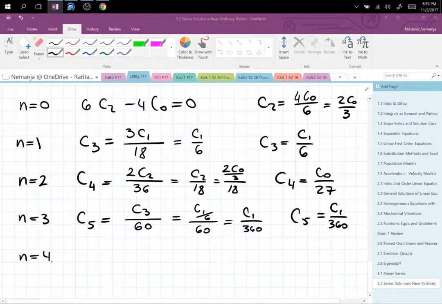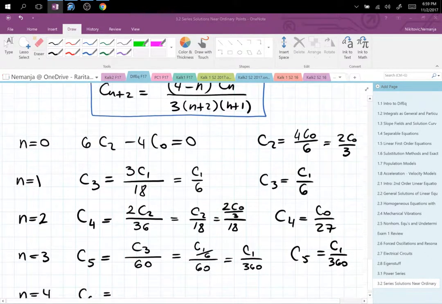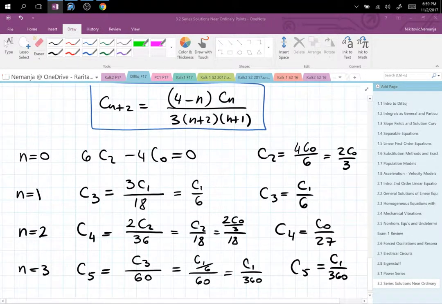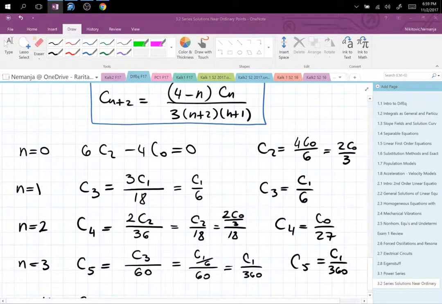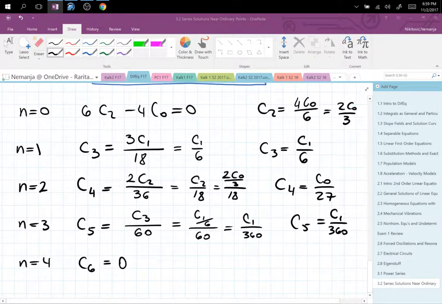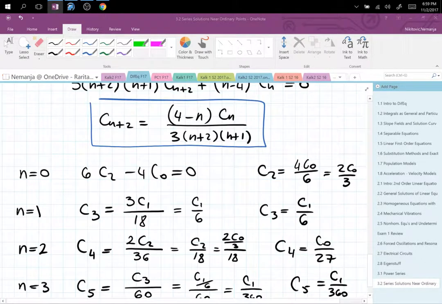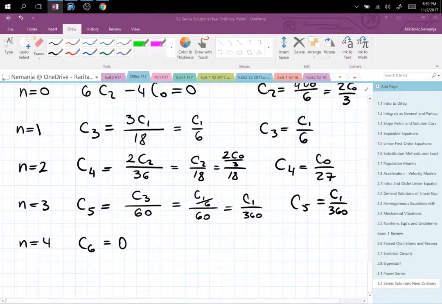N equals 4 gives me c6. Now that becomes negative, no, that's 0. Boom. That one is 0. Do we see that? What's 4 minus 4? 0. Done. Oh, you like that term.